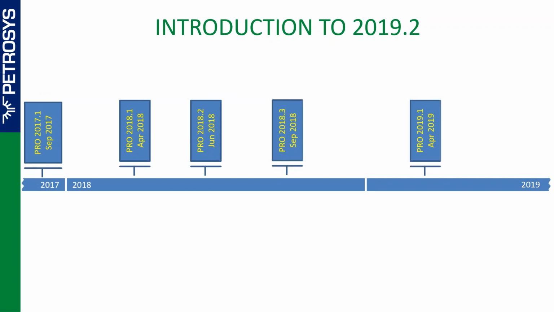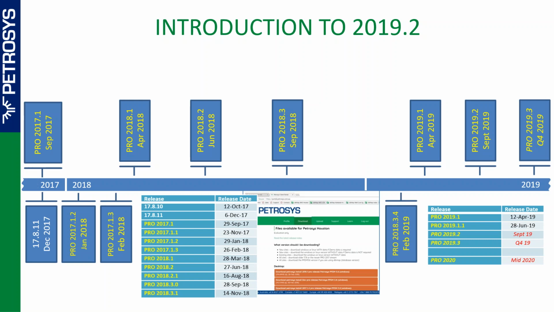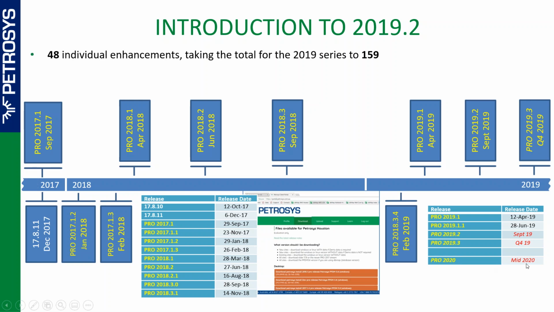If you've been to any of our user group meetings globally over the last few weeks, you may have seen this slide. It shows the Pro release schedule over the last couple of years, just to show you where 2019.2 fits in. 2019.2 sits here, released on time in September, and we intend to release one more major version in the 2019 series, Q4 later this year, before we move on to our Pro 2020 version, where we'll start to look at cross-sections.